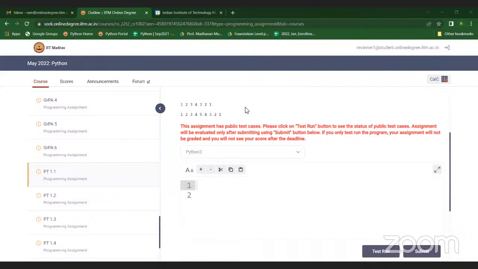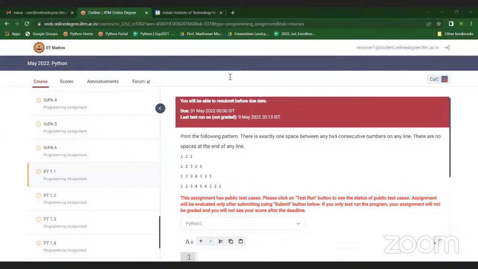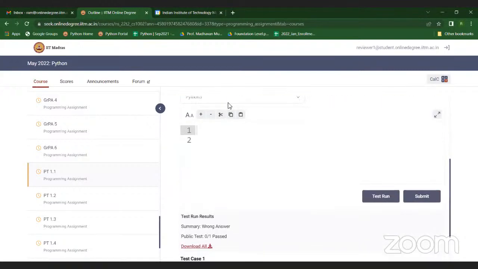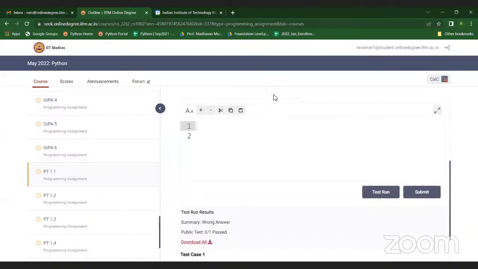Sir, even I have completed. This is like some triangle pattern, right, sir? Sir, are we discussing a second week problem or a first week problem? It's like a triangle pattern. I forgot the name of the triangle. So, is PT for practice purposes?